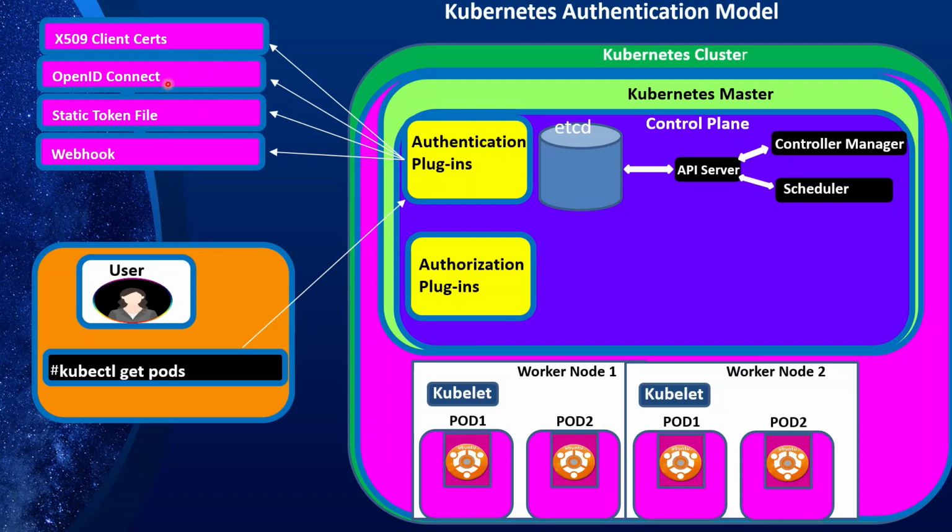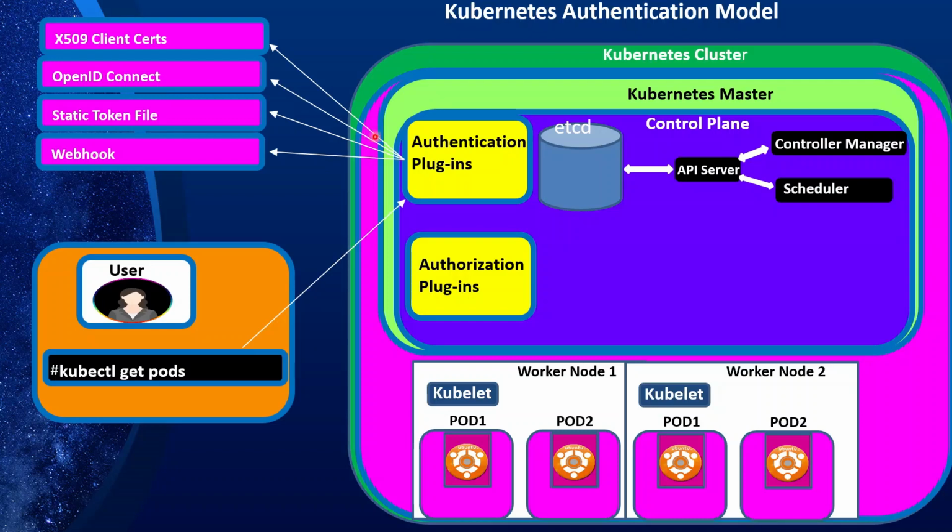But there are other options such as OpenID Connect. These are external services or systems that can be set up to use the OpenID Connect protocol. Basically, users will be directed to a different system. They put in their user ID and password, and the system will generate a token for them. This token is sent to the API server, and then the API server can verify that the token is valid by contacting the OpenID Connect server. And this is how the authentication occurs.